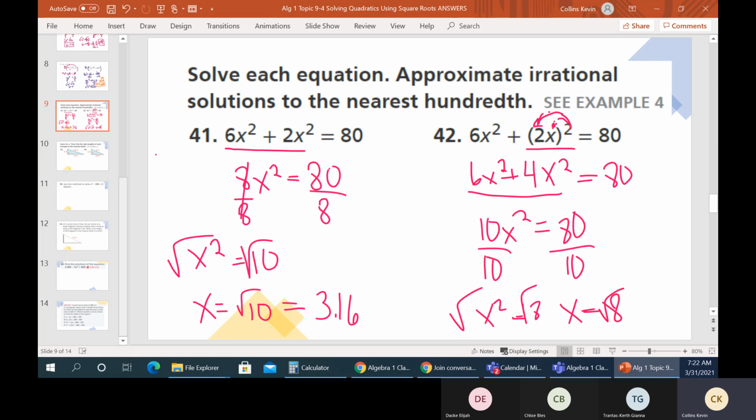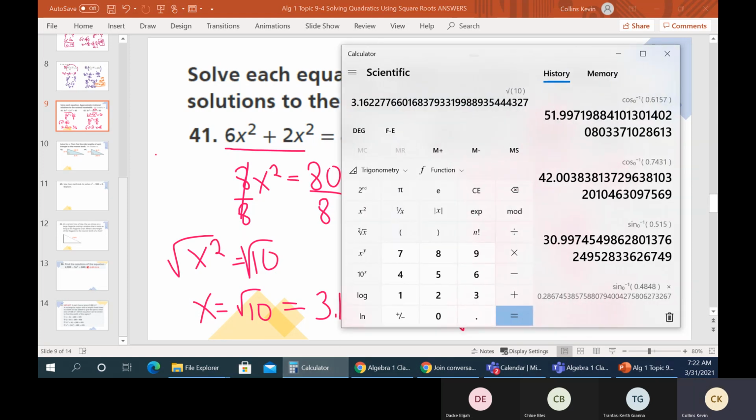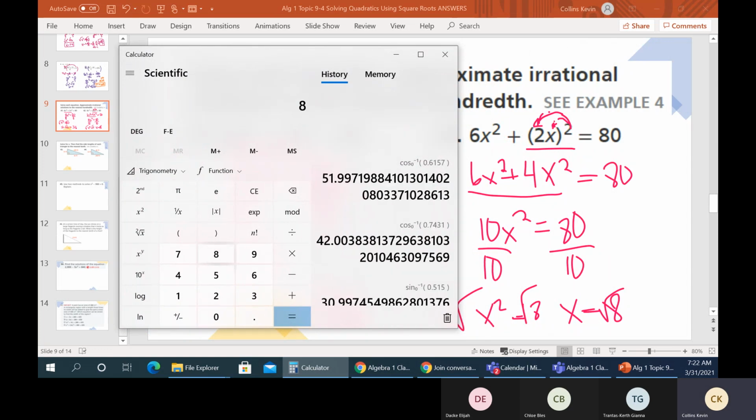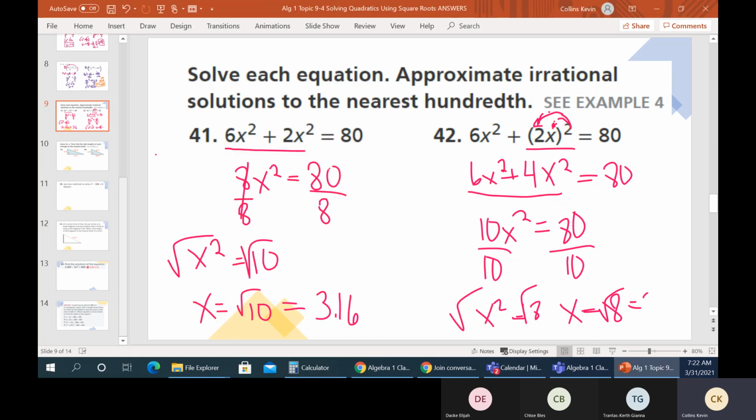So we break out our calculator again. Square root of 8 should be a little less than 3, because the square root of 9 is 3. And this is the square root of 8. So it's close, but not quite. So we square root it. Yeah, 2.83. Which is pretty close to 3. Okay.